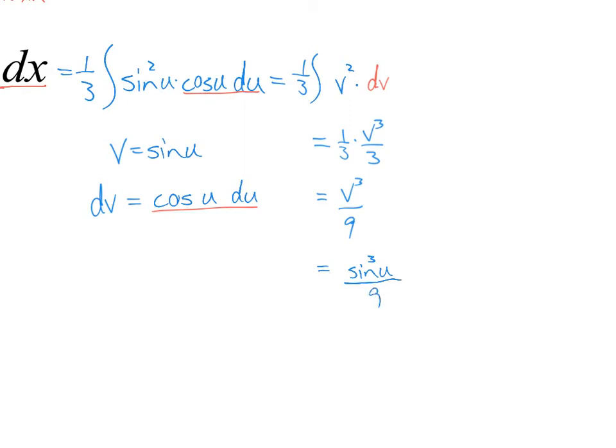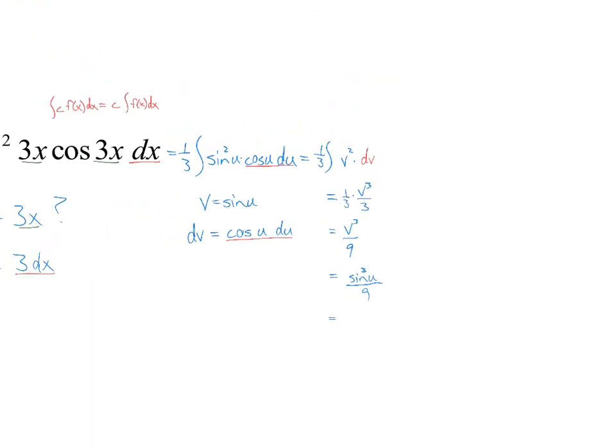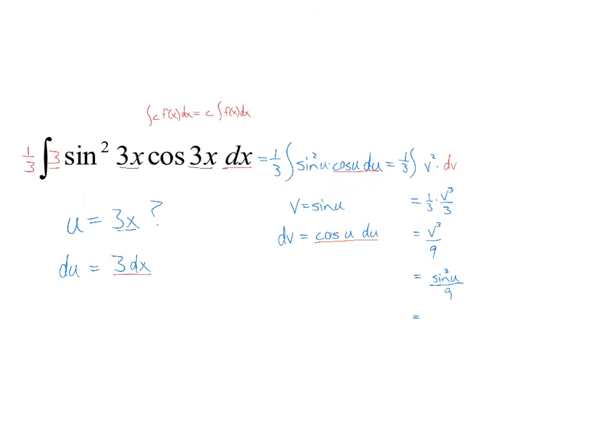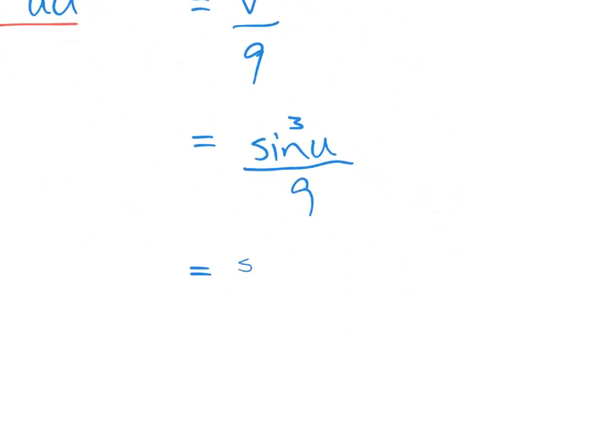But again, I don't want my answer in terms of u, I want it in terms of x. So, what was u? u is 3x. So this is going to be the sine cubed of 3x all over 9 plus c. Okay, so there we had like a double u substitution.